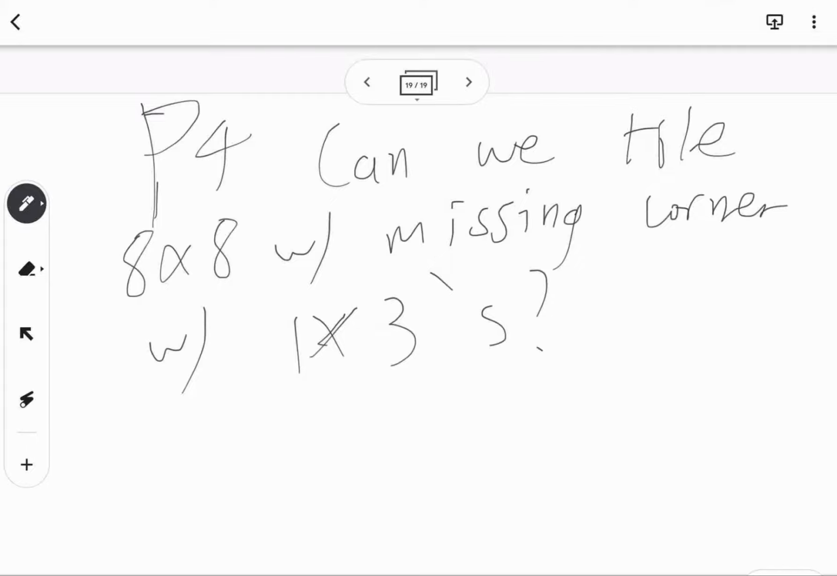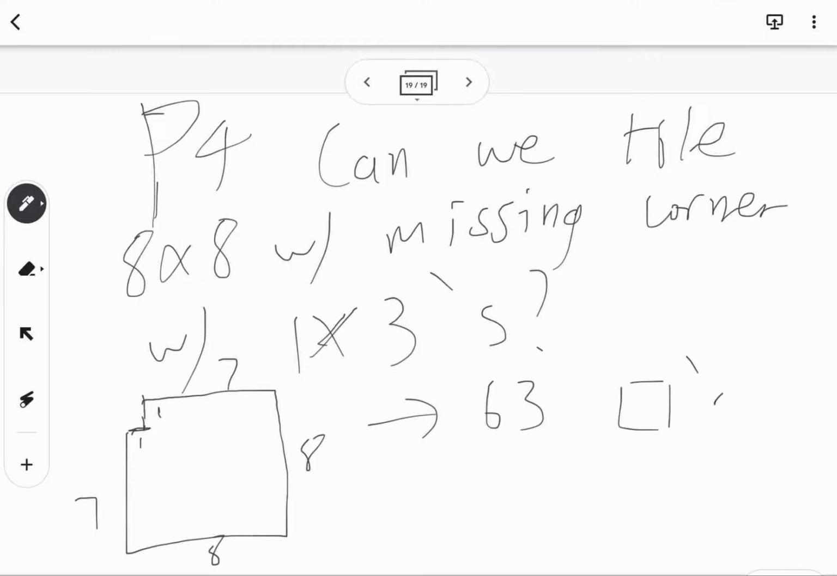The idea is, first of all, I'll draw the 8 by 8 with the missing corner. It looks something like this, so rows of 7, 8, 8, 7, and so on. First of all, this has 63 squares, and 63 is obviously divisible by 3. So first of all, the answer is no. I'll just give you guys that.